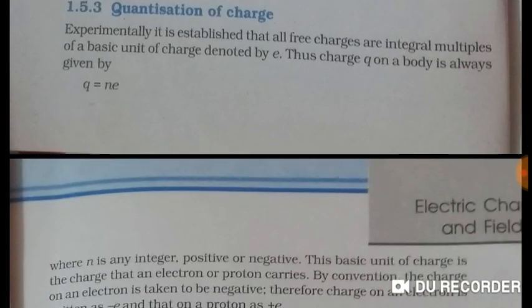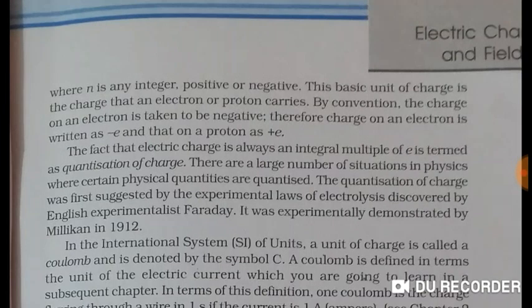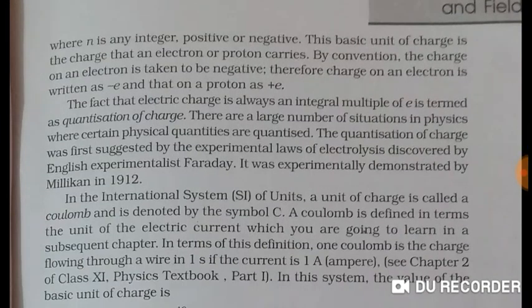1.5.3 Quantization of charge. Experimentally, it is established that all free charges are integral multiples of a basic unit of charge denoted by e. Thus, charge q on a body is always given by q = ne, where n is any integer, positive or negative. This basic unit of charge is the charge that an electron or proton carries.